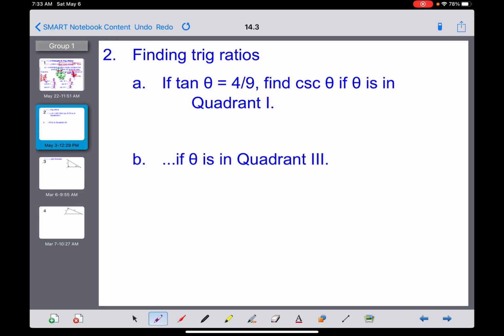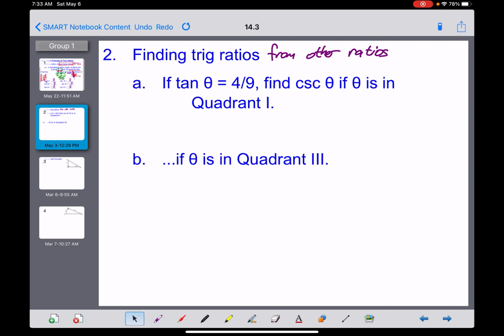This second type of problem we've got here in 14.3 presents itself differently, but it's really pretty much the same problem we just did on the first one. I didn't come up with a great title here. I called it Finding Trig Ratios, and I probably should have said From Other Ratios. So let's take a look at what we've been given in this problem.